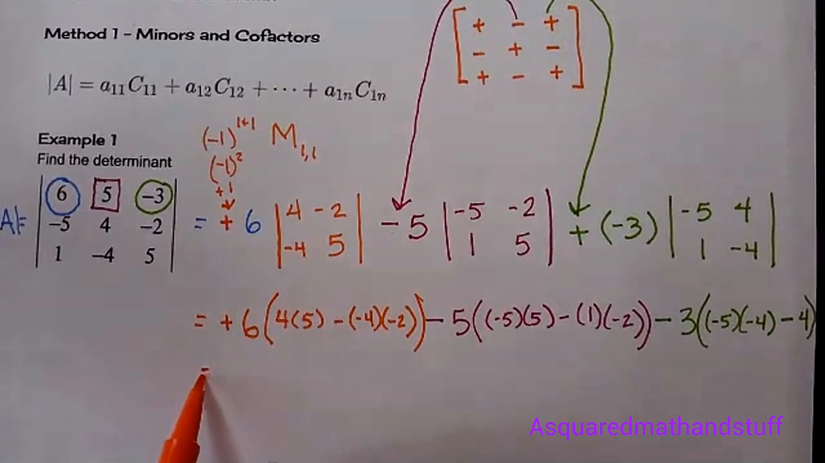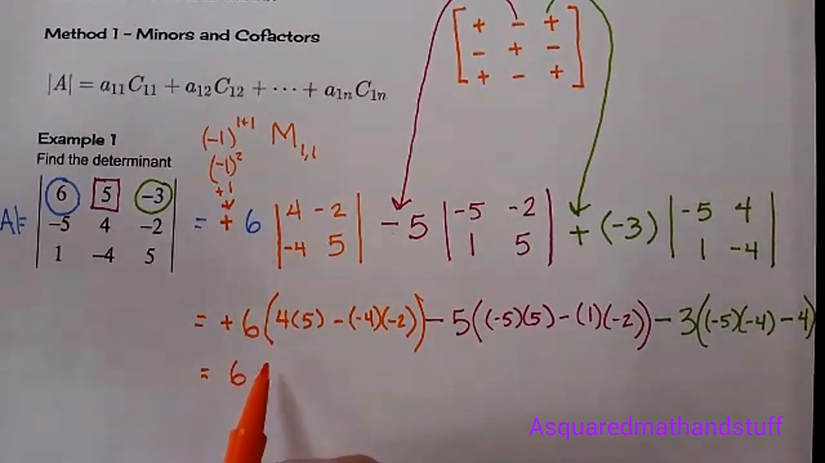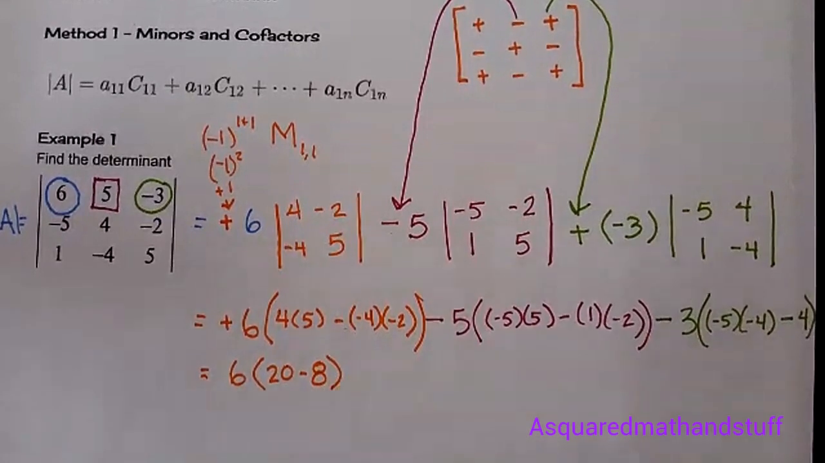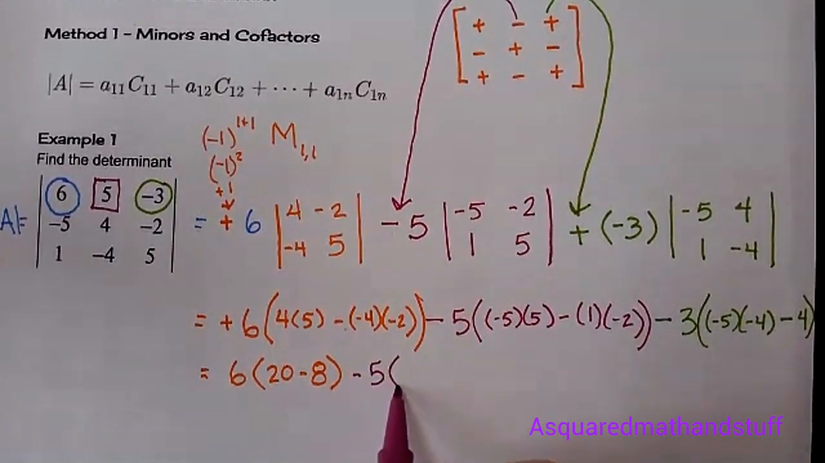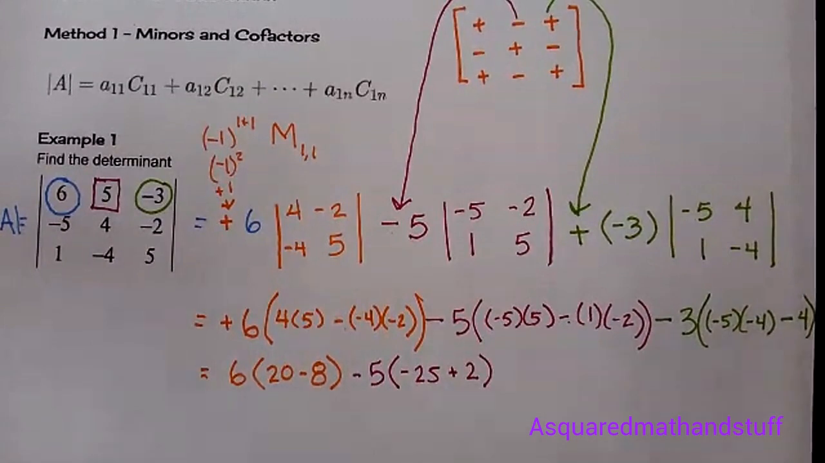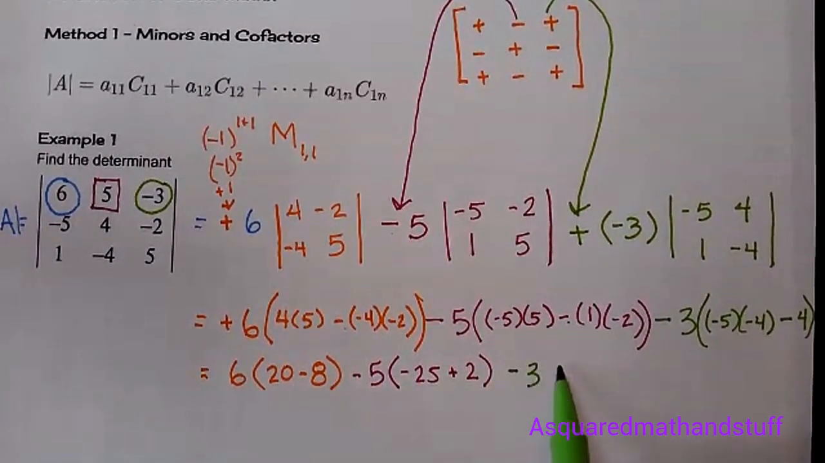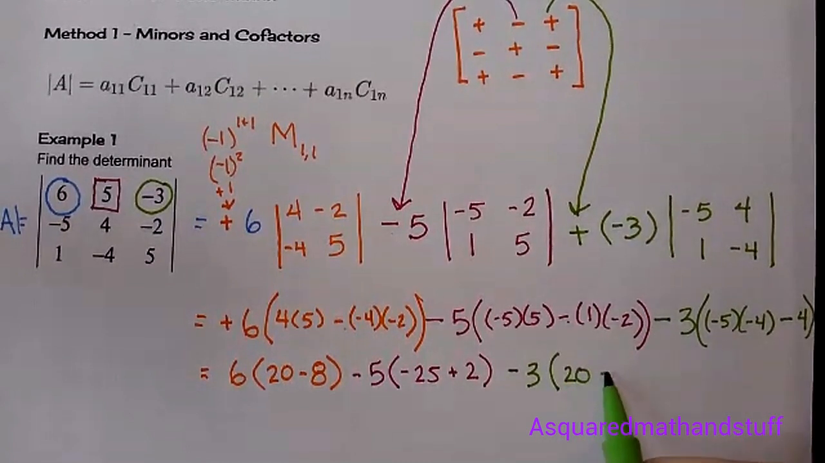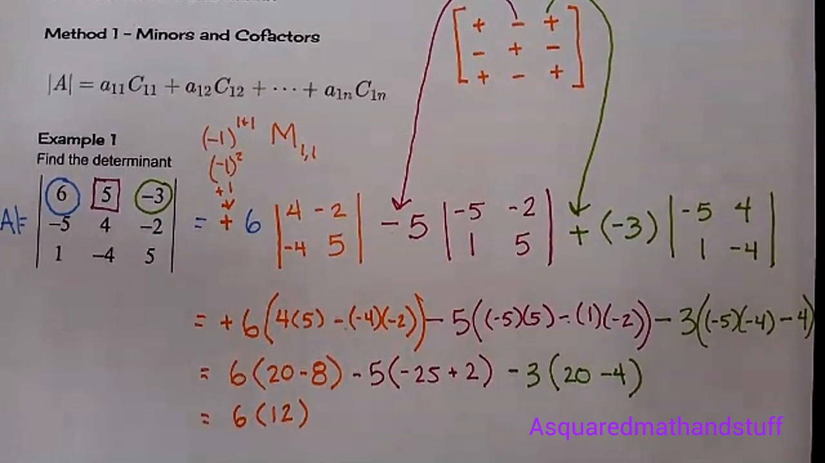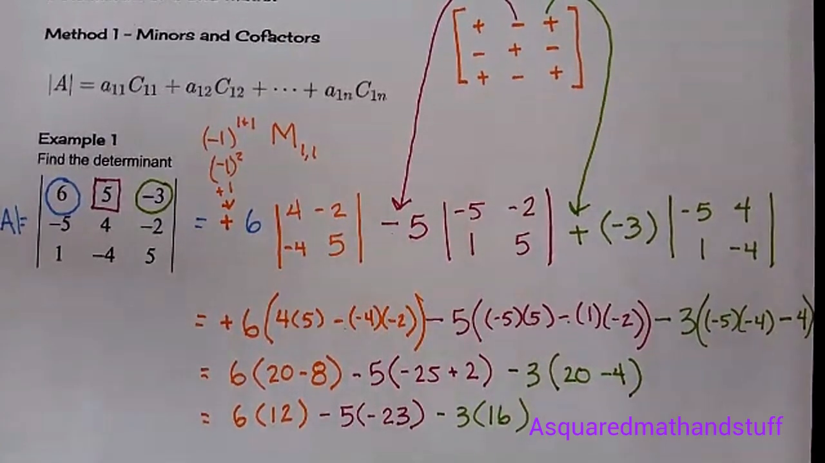Do all of that algebra. I'm going to drop the plus sign because we don't need to write it. So we'll have 6 times 20. Triple negatives give us negative. 4 times 2 is 8. And then we'll have minus 5 times a negative 25. Negative times negative is positive 2. And then we have negative 3 times a positive 20 minus 4. So let's keep on working our way down. We have 6 times 12 minus 5 times a negative 23. And then a negative 3 times 16.